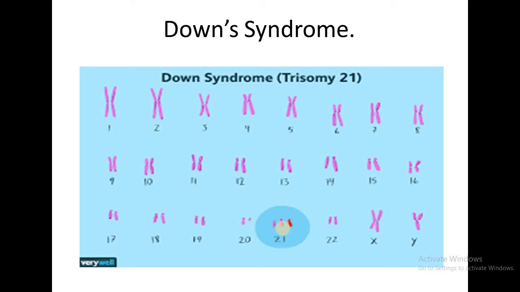So this is because of trisomic conditions in autosome number 21, trisomy in the autosome number 21. This was first identified by Langdon Down, and it is one of the most common abnormalities with a frequency of 1 in every 700 live births.